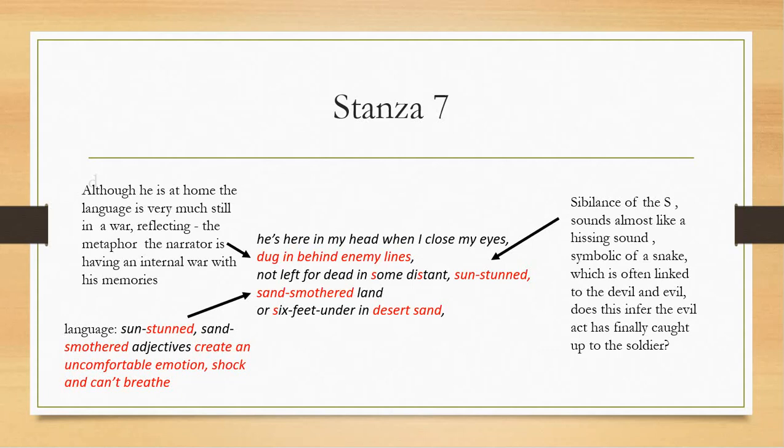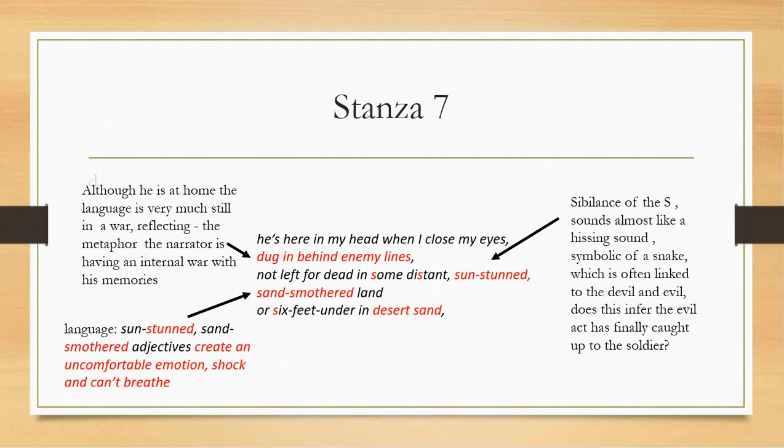Again, another link to a very famous story. In fact, it was made into a movie, I think, in 2018, 2019, when we look at Journey's End. One of the main characters in Journey's End, this strong character, has to rely on drink and drugs. He can't cope with what's actually going on at war. There is a pattern of this behaviour in soldiers. So although he's home, the language is very much still in a war, reflecting the metaphor that the narrator is having an internal war with his memories. Now there are two other points in this stanza that jump off the page to me. The language. It says sun, stunned, sand, smothered.